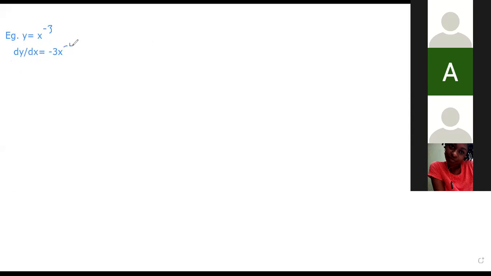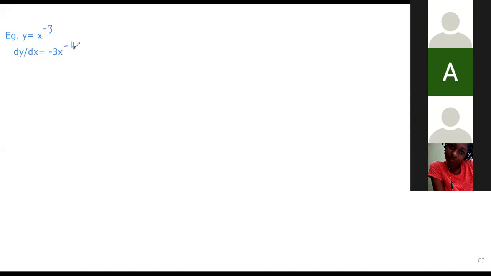The second example I'll give is example 2: y is equal to x to the power negative 3. If you have to differentiate this, dy dx is equal to take the power, which is negative 3, multiply by the base, x, and subtract 1 from the power. So what do I get? Negative 4. Exactly. So you get negative 3x to the power negative 4.